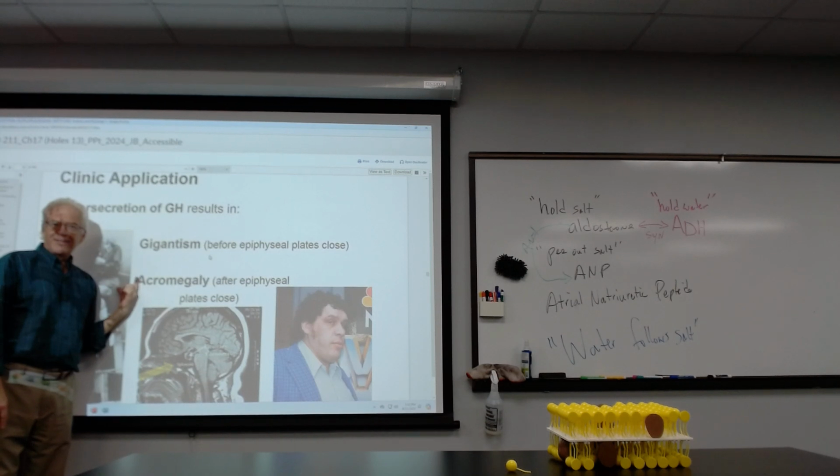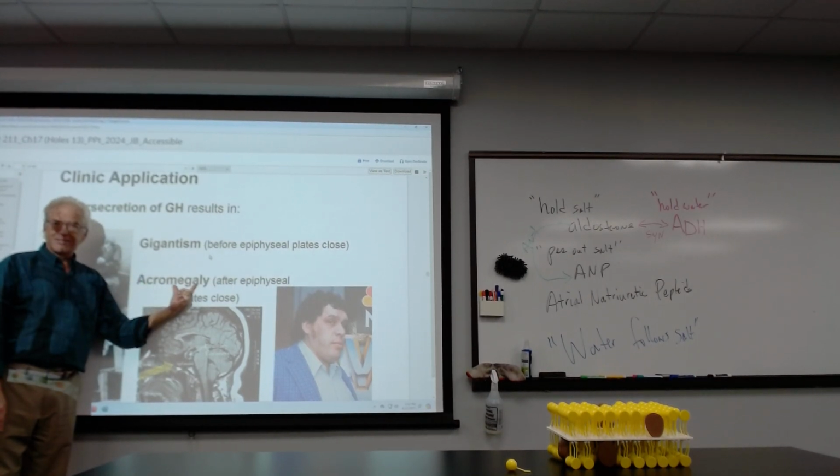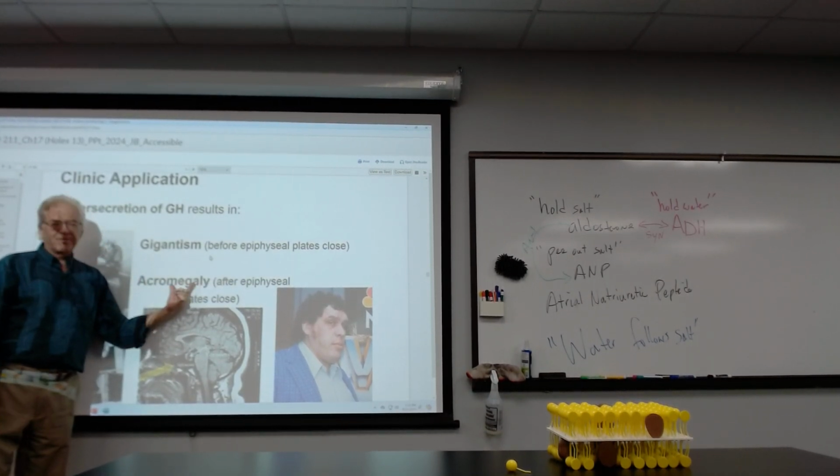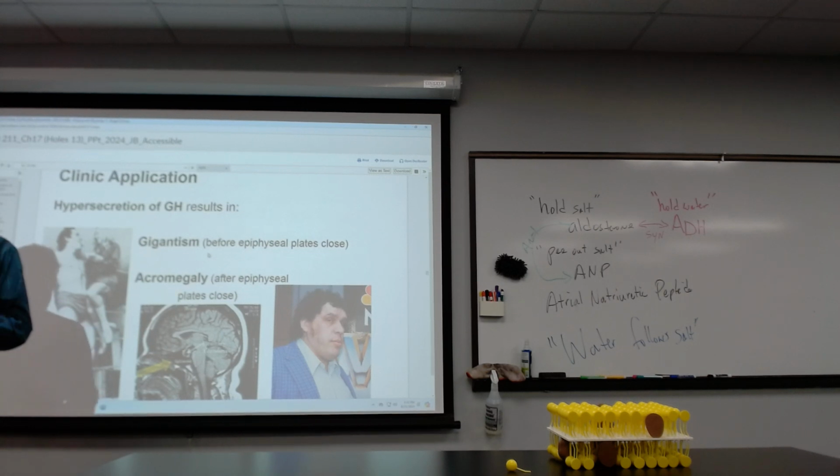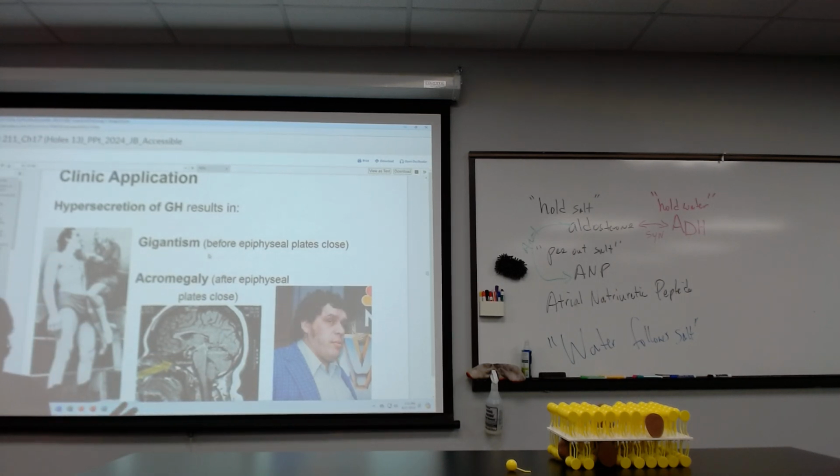The edges get big. So acromegaly is when your face starts to look weird, but you're not getting taller, you're already as tall as you're going to get. Yeah. Because now your epiphyseal plates have closed. But your face still looks weird, your bones look... Here, let me show you another picture. Okay.